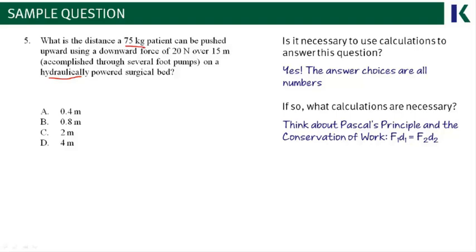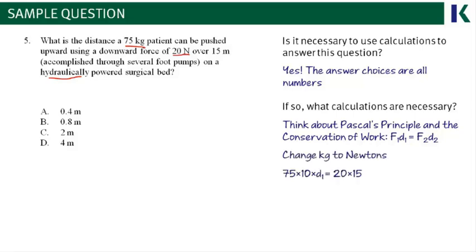So we can talk about the force downward that that patient has because of the earth pulling that patient towards itself. That's the force downward, and then we'll say the force upward is what the bed actually has to supply, which we're given as 20 newtons. Our distance is 15 meters. We're seeing that distance is being accomplished by several foot pumps on this hydraulically powered surgical bed. And then we can see how far that 20 newtons over 15 meters is able to raise our 75 kilogram patient. So we'll start plugging in the numbers.